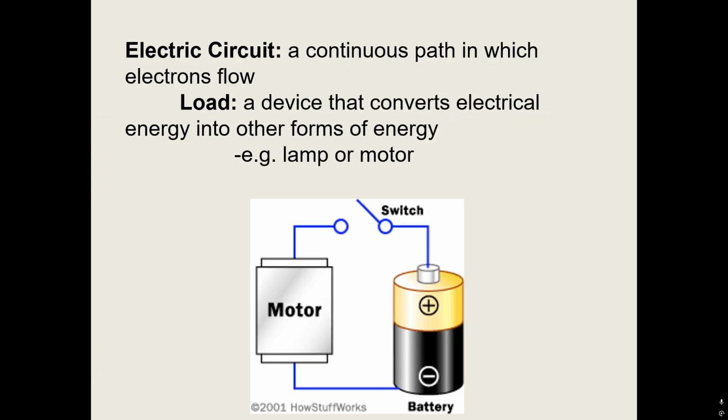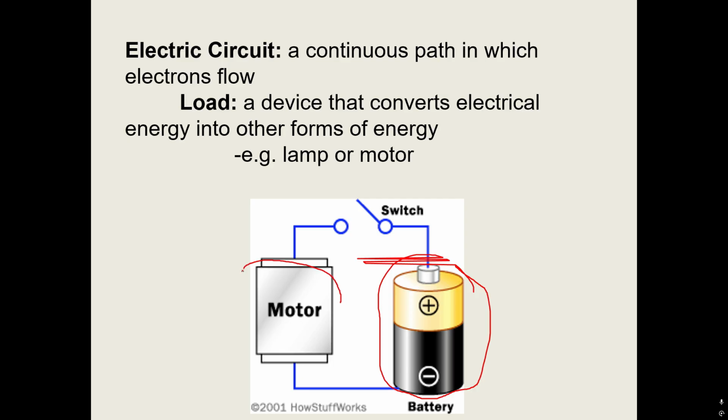So what is an electric circuit? A continuous path in which electrons flow. And what is a load? A device that converts electrical energy into other forms of energy, for example, a lamp or motor. So here we have a battery, with a positive terminal and a negative terminal. It is a source.